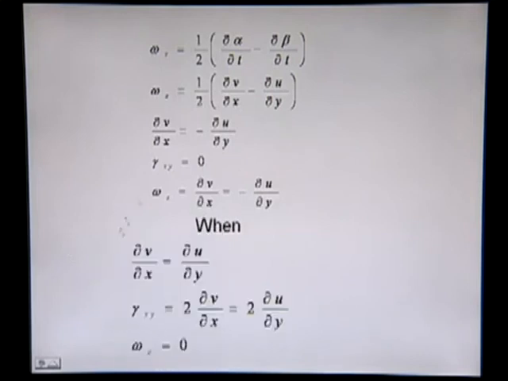Now we have a term called rotation. This rotation is denoted by omega z. Omega z is rotation about the z axis. So we have a two-dimensional figure here in which we have shown the x direction and y direction. In the x direction and y direction, how do we define rotation? This rotation is defined as the average.